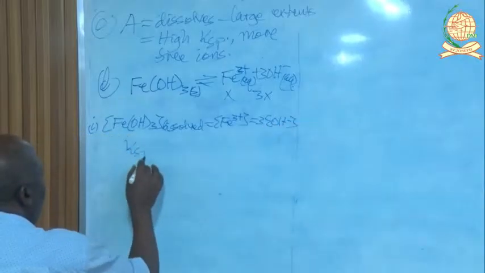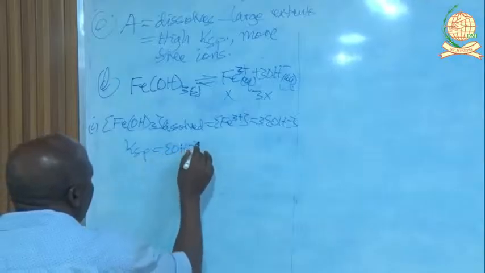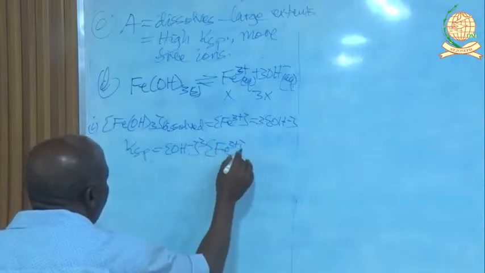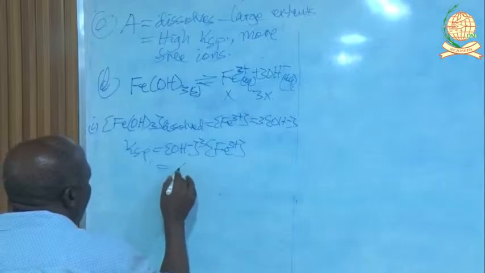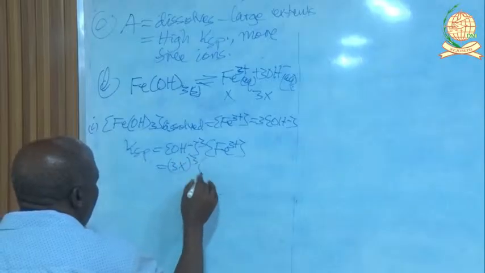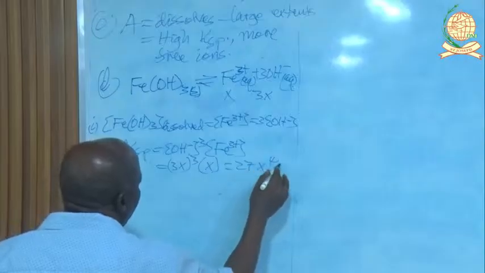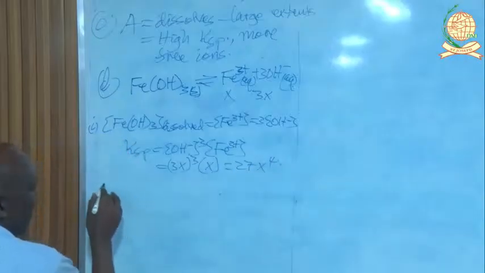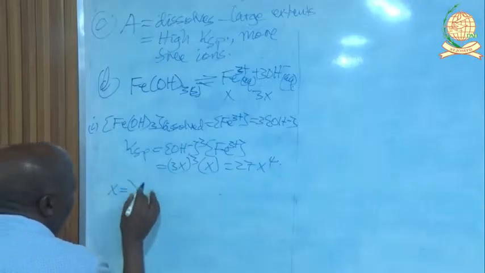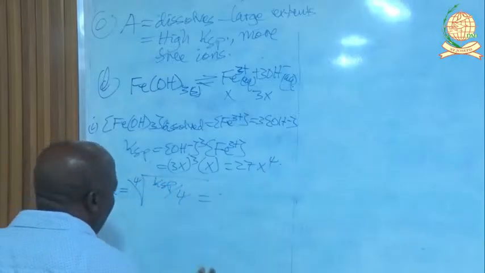So KSP is equal to the hydroxide ion concentration to the power 3 times the iron 3 ion concentration. So this is equal to 3X to the power 3 times X. This gives 27X to the power 4. So it's equal to KSP. So X is equal to the fourth root of KSP over 27, which will give us the value here.